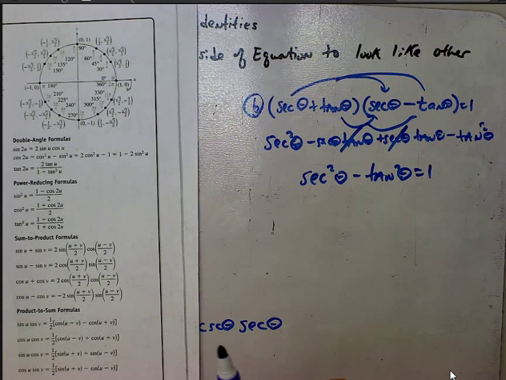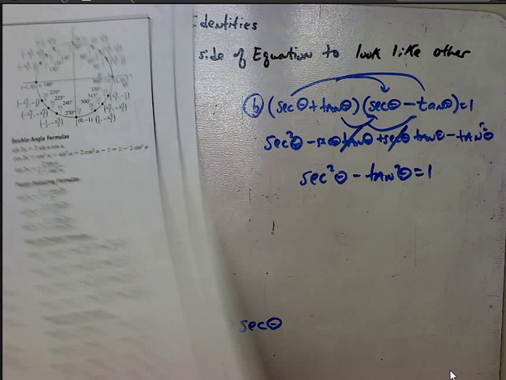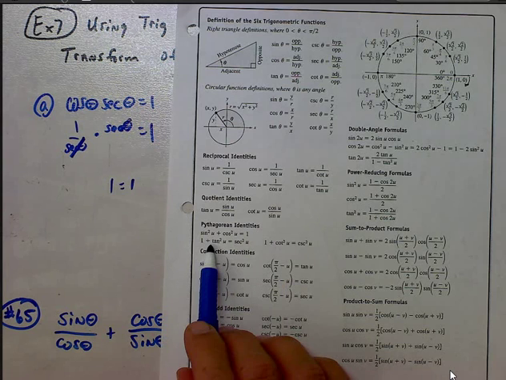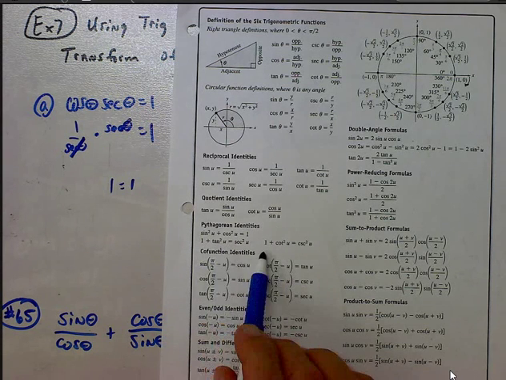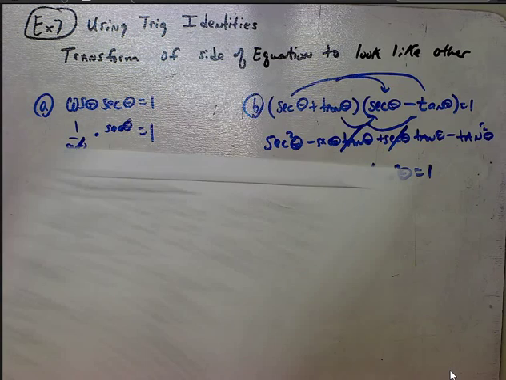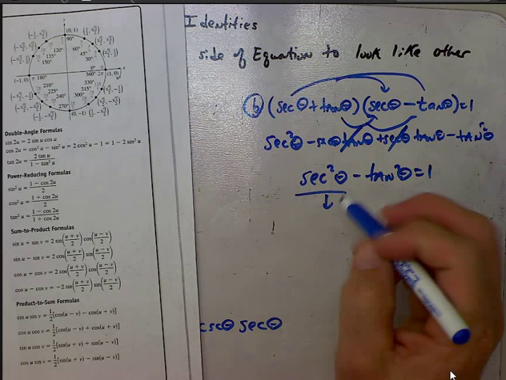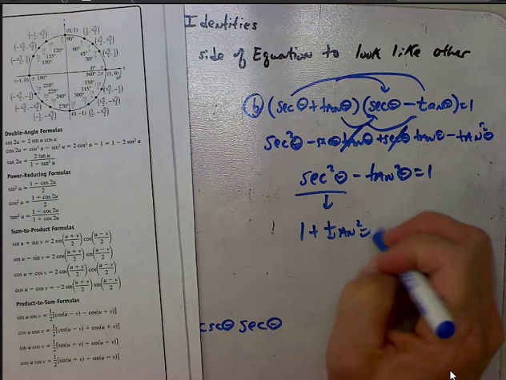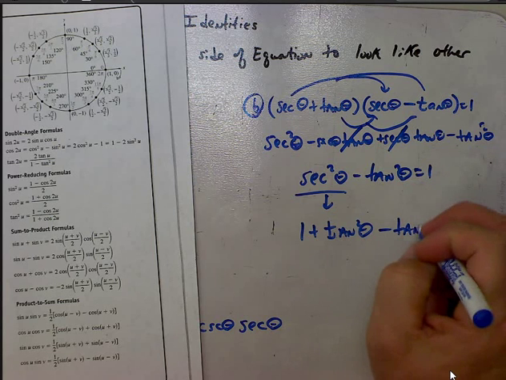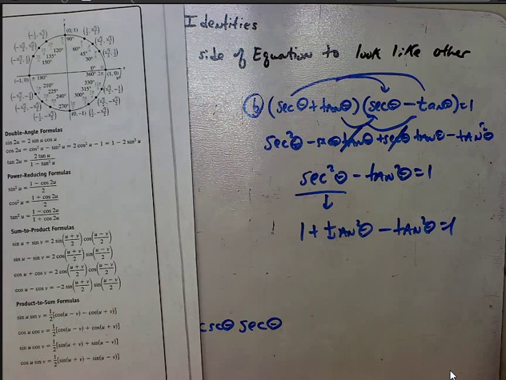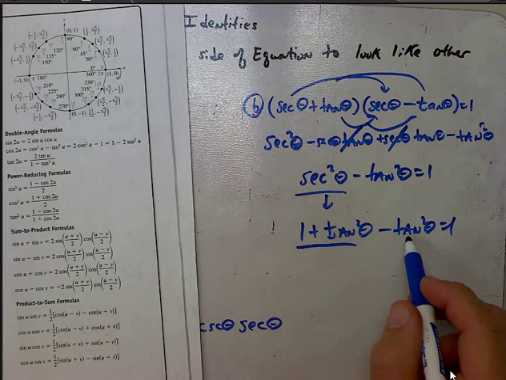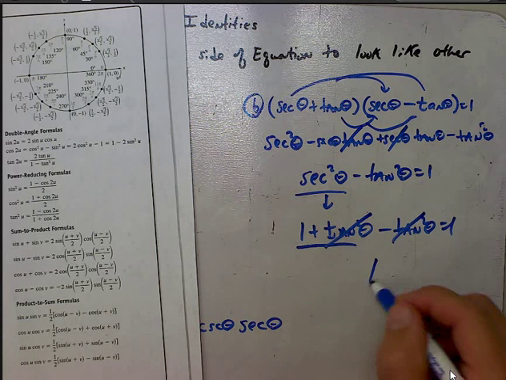And then from there, I'm going to use this: 1 plus tangent squared equals secant squared. So I'm going to replace secant squared with 1 plus tangent squared of theta, minus tangent squared of theta equals 1. Tangent squared and negative tangent squared cancel each other out, leaving me with 1 equals 1.